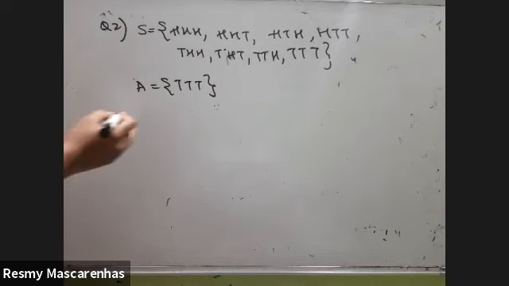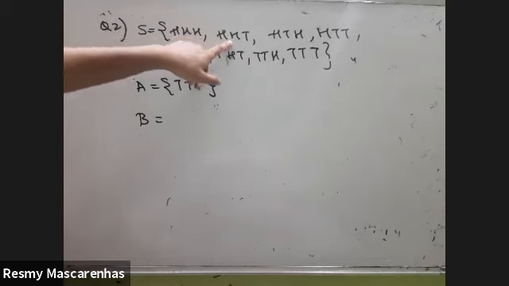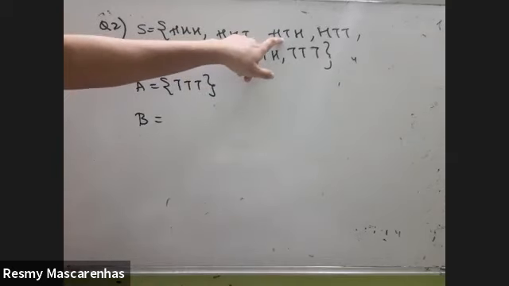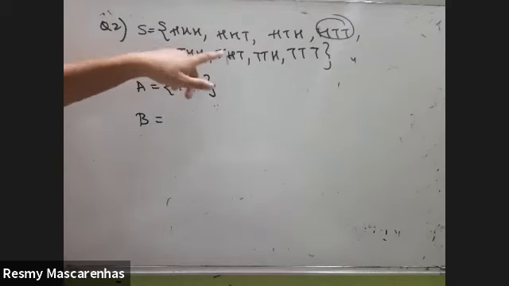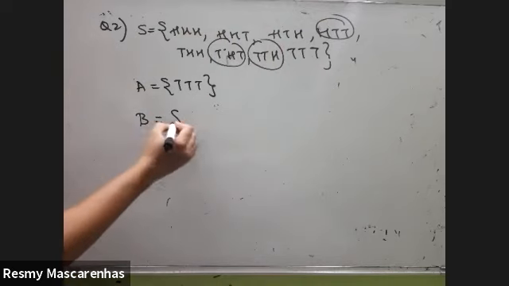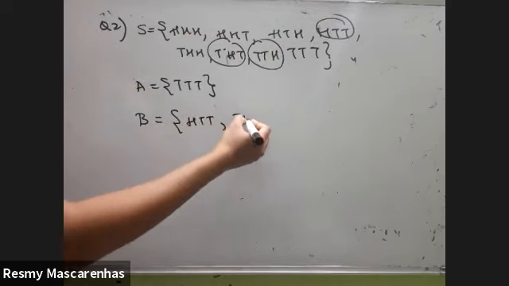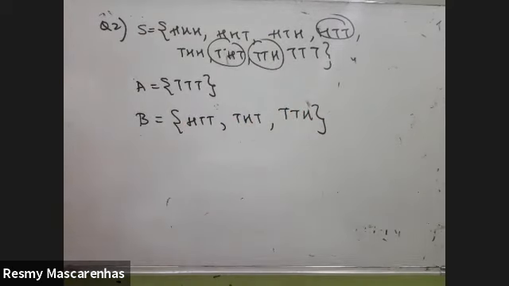Then what is B? Exactly one head appears. So write only those combinations where there is only one head in that. Over here there are 3 heads. You cannot take this. Here there are 2 heads. No. So exactly one head. No. This one. Right? This is event B.